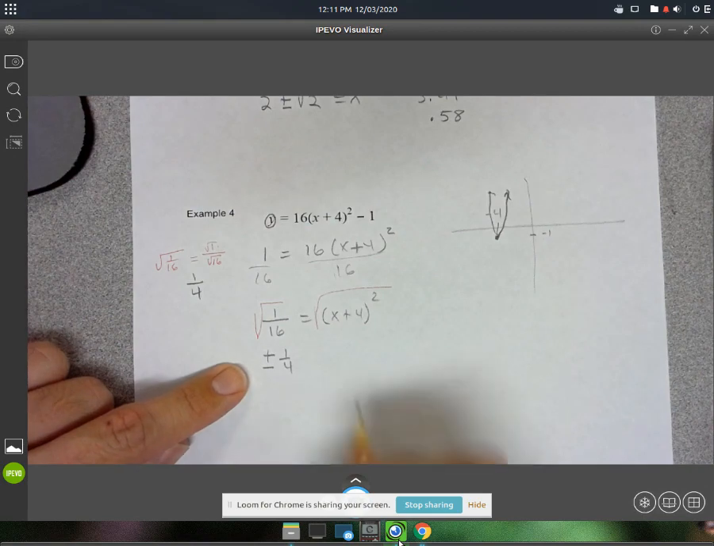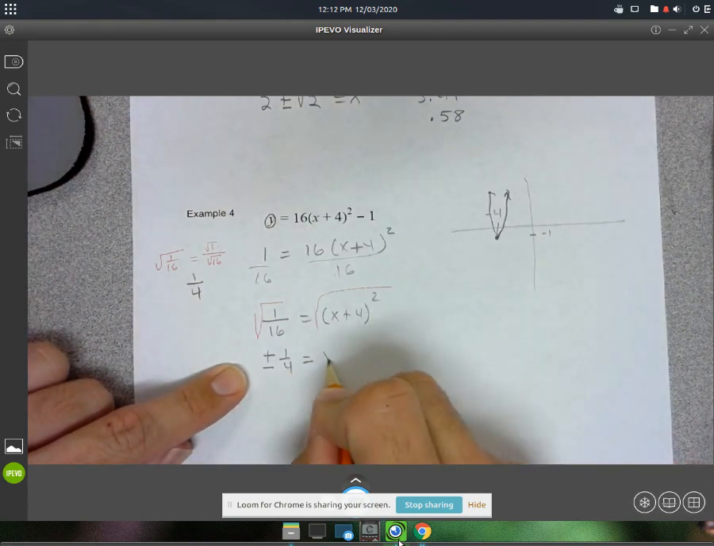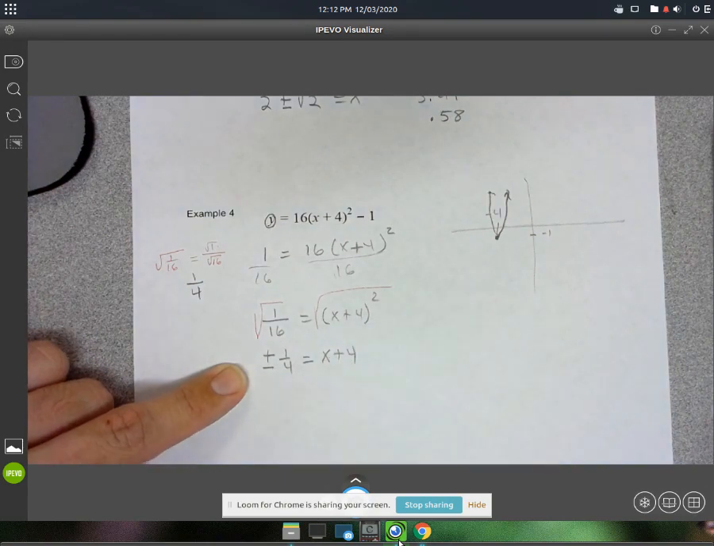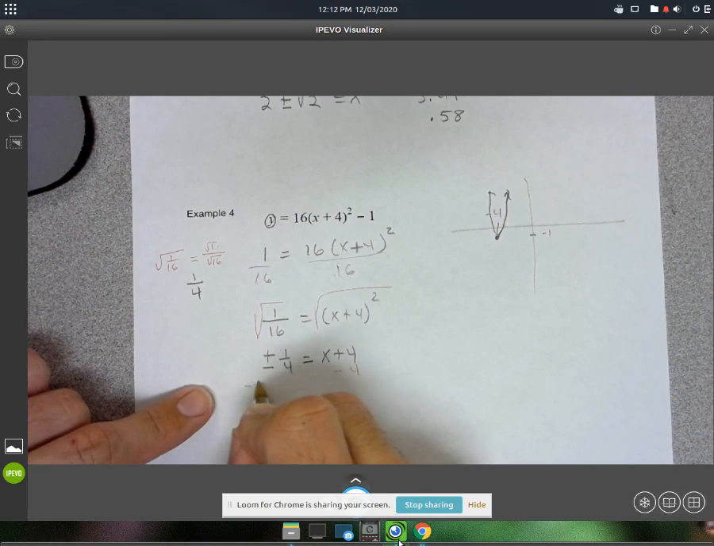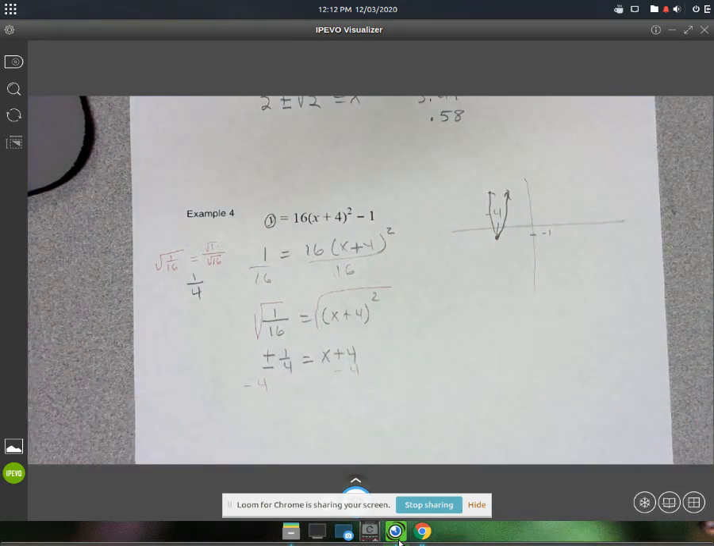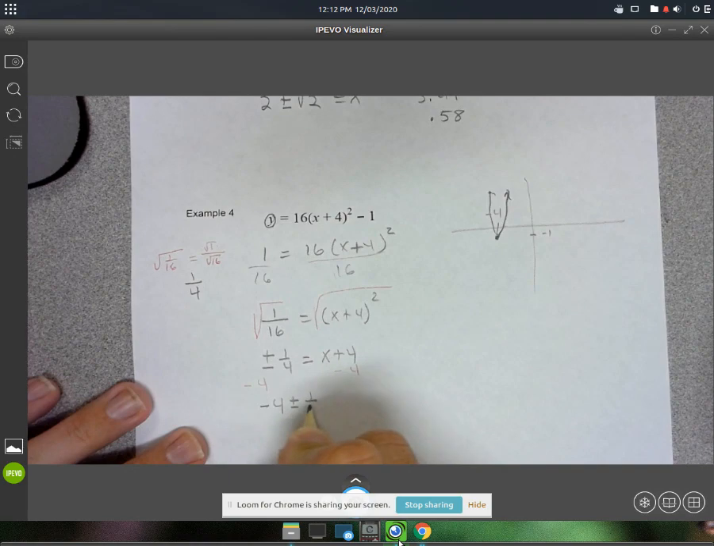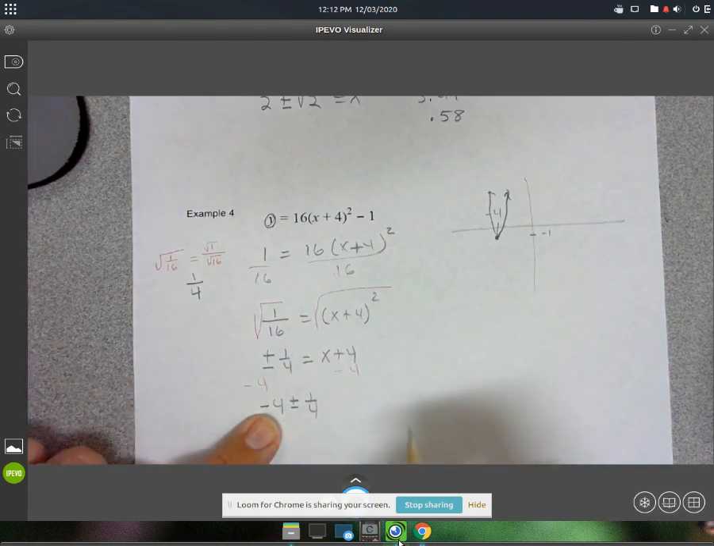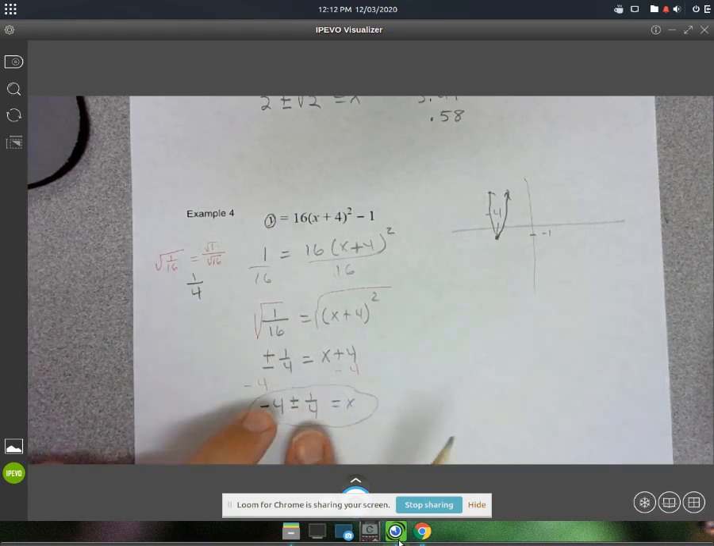Okay. Equals, of course, the squares and the square roots cancel each other. Okay, minus 4. Minus 4. And see here, there's no square roots, so we actually can combine these this time. So I'm just going to leave it as negative 4 plus or minus 1/4. All right, equals x. So these are our two answers here, the plus version and minus version.